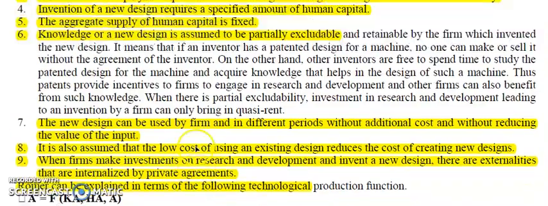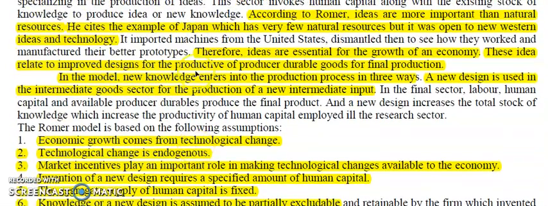Then one example is also mentioned. Japan has very limited natural resources, but they have a lot of Western ideas and technology. They used these ideas and technologies in a proper way, and they tried to maximize their limited resources, and they reached the path of economic growth in a good way. That is the best example for the Romer endogenous growth model.